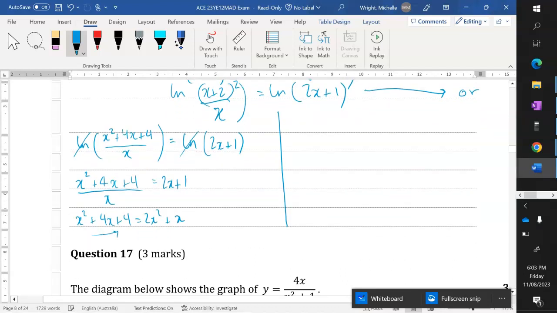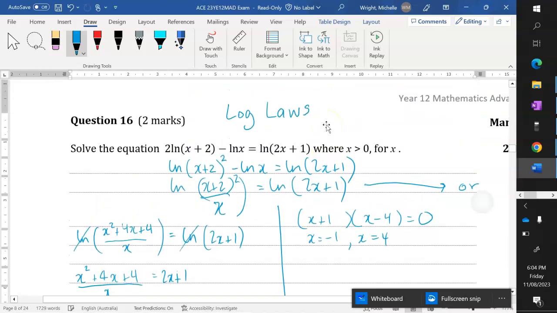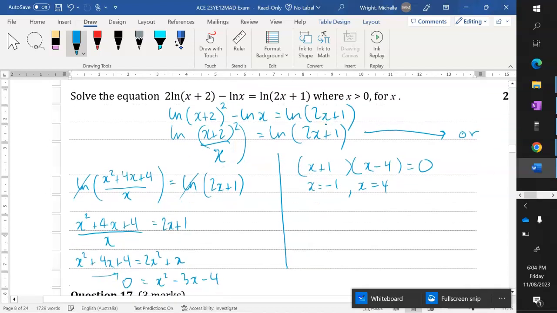And then I need to get everything over to the one side. I'm just going to pull everything over to the right-hand side. I'm going to end up with a 0 on the left. I'm going to end up with x squared minus 3x minus 4 equals 0. And I can factorize that. I might do that up here. I get x plus 1, x minus 4. Setting each bracket to 0, I get x is minus 1 and x is 4. However, the question says where x is greater than 0. So I need to have x equals 4 as my solution.